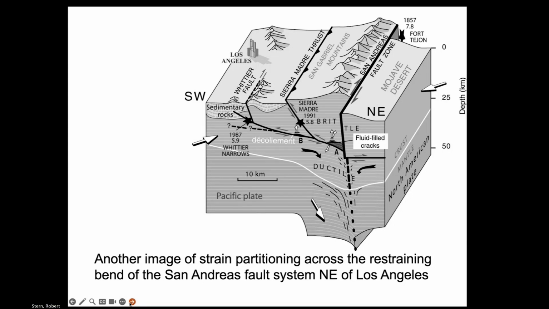I do have a random question. Sure. This one being a positive flower, with the fluid filled cracks, if it was a negative flower, would it still create voids that fill with fluids down there?